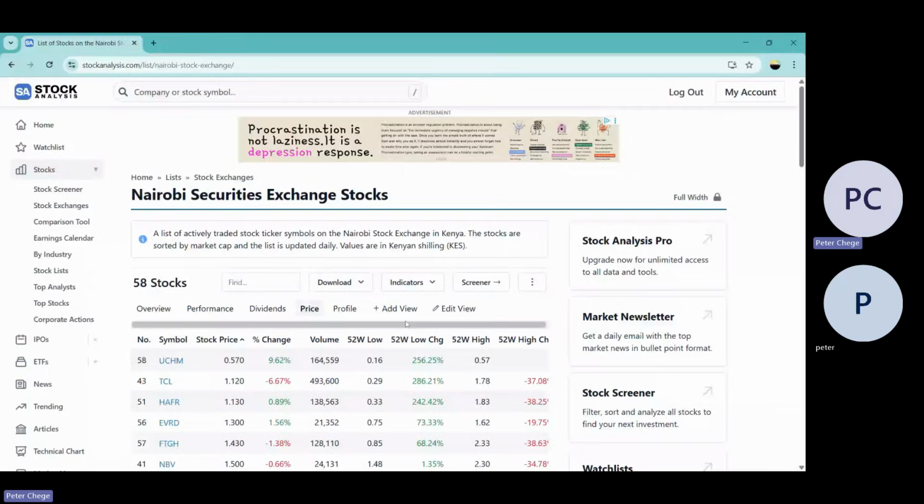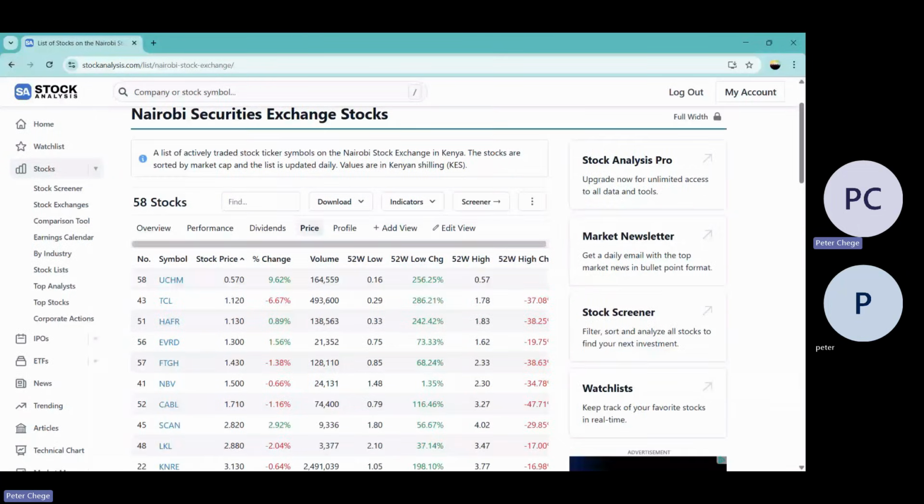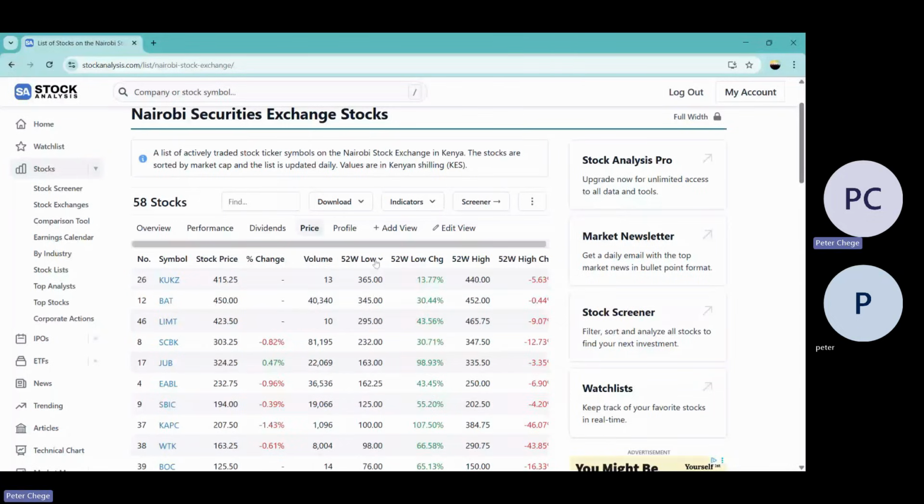So again, under price. We are still under all stocks, under price. Let's see how to make decisions using the 52-week rule. If you arrange with the 52-week rule, you see the prices for the last one year. So you compare the 52-week range with the current price. Fortunately, this is already done for you. You just click on the percentage, 52-week low change.